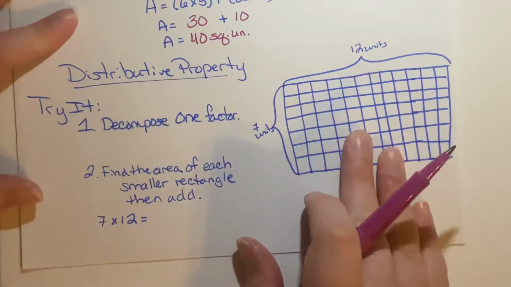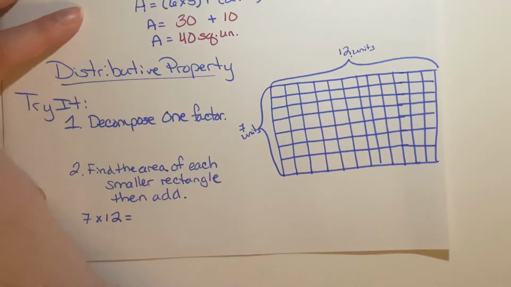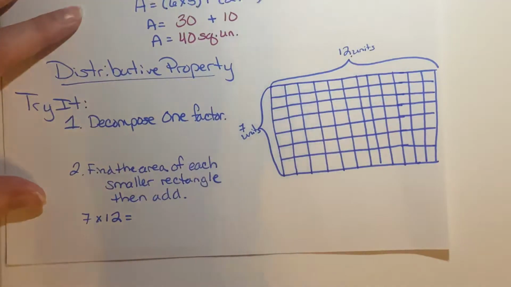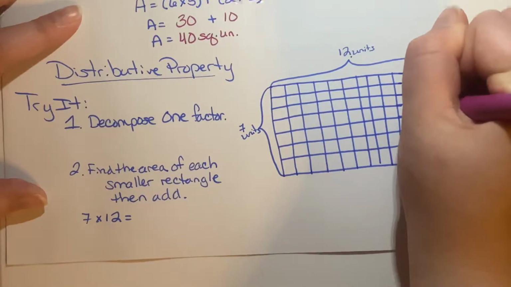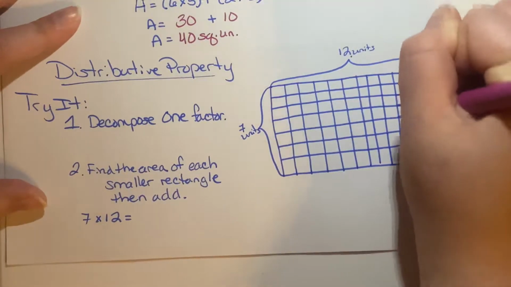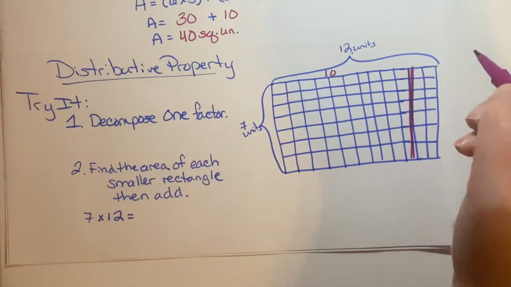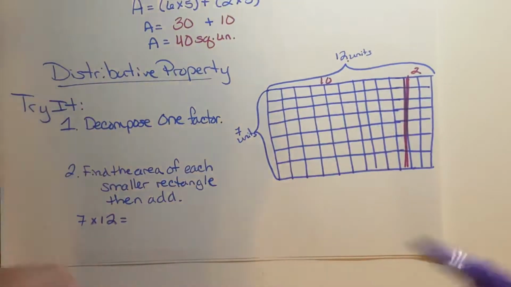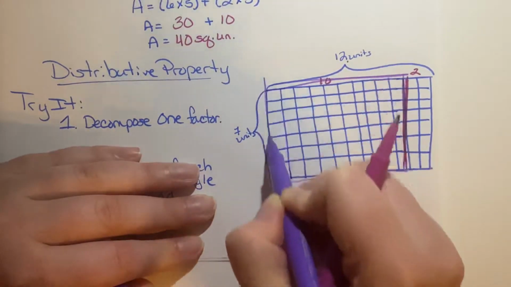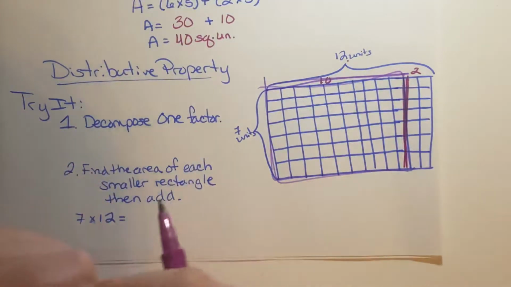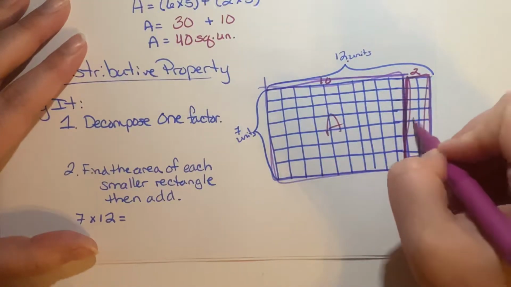So if we look at this, we have a 12 length and a 7 width. Well, we're not good with our 12s yet. We're getting there, but we're not as good. So let's break this down to a little bit easier. We can make it 10 units here. So we can make this 10 and this 2. This is a 10. And this is 2. So we have A and we have B.